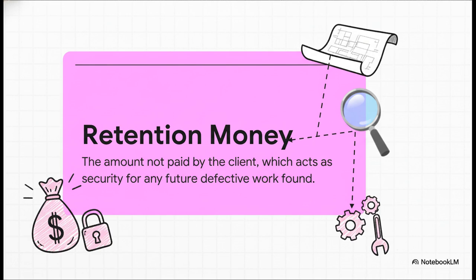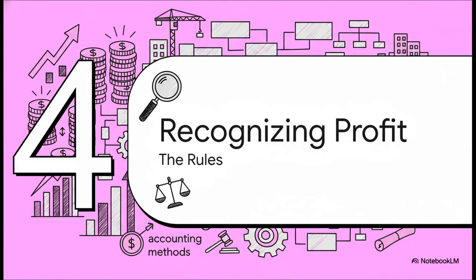Think of it as an insurance policy for the client. They hang on to it as a guarantee just in case any defects or problems are found in our work later on. It's a pretty smart way to make sure we're motivated to deliver a high-quality building right to the very end. This all leads us to the most important part of this whole explainer.